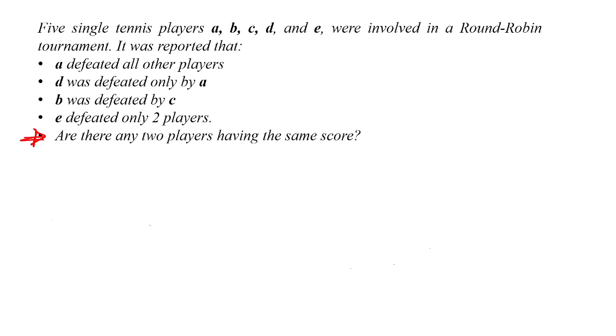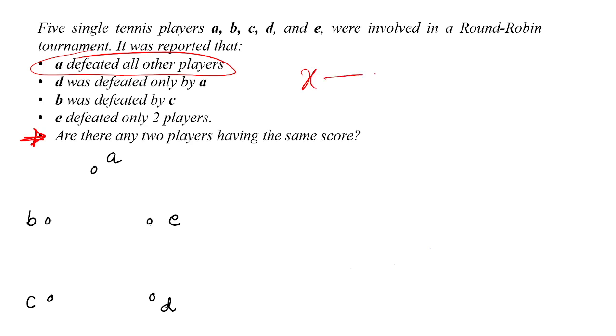Now, first we have to draw the vertices. And what will be the vertices? They are nothing but the players. How many players are there? 5. So we have to draw 5 vertices. Then, A defeated all the players. A defeated all the players means we have to draw an arrow from A towards all the players, because you know that if the arrow is originating from X, then X is the winner, Y is the loser. And in the statement, it is said that A defeated all the players, meaning arrows will be going away from A towards all the players.